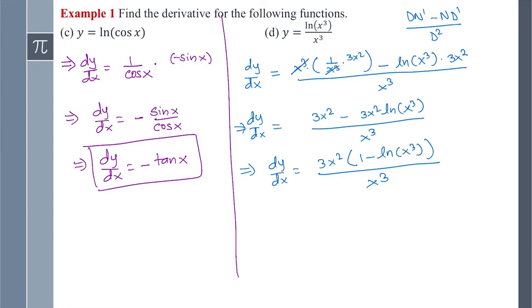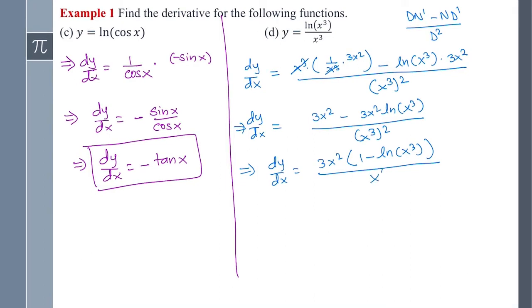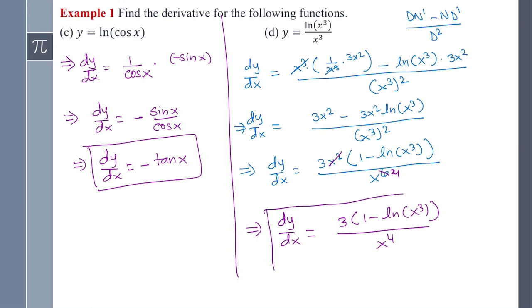So this has to be x cubed squared because the denominator is squared. So this becomes x to the sixth. Now it looks like we can cancel out x squared and 2 x's from here, so we get 4 here. So the final answer is dy/dx equals 3 times 1 minus natural log of x cubed, divided by x to the fourth. And that is the final answer.